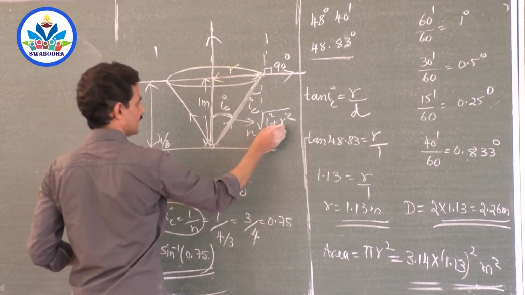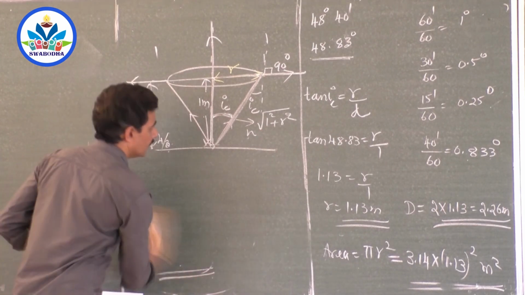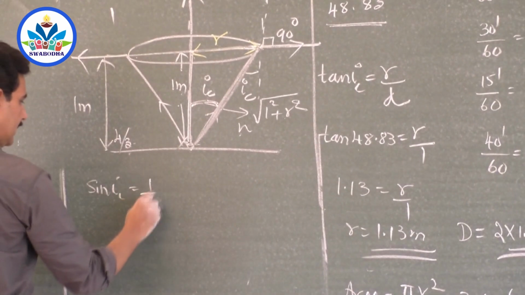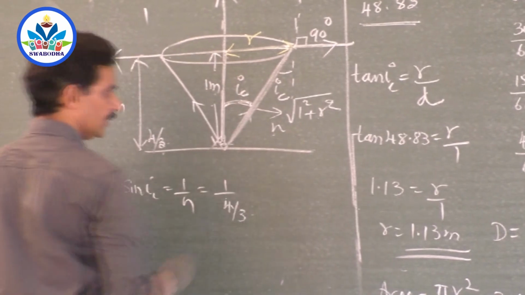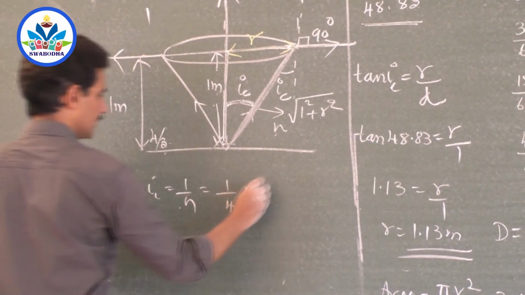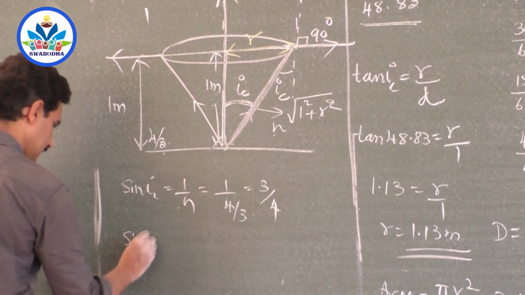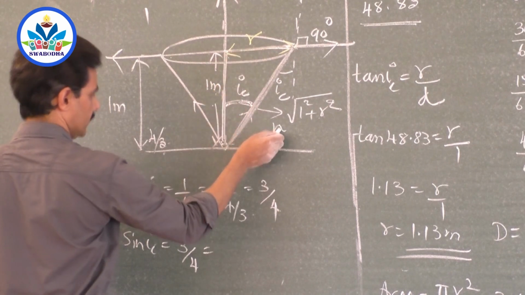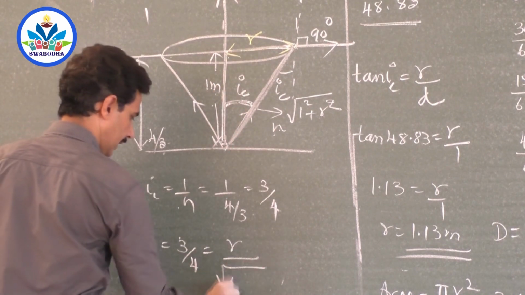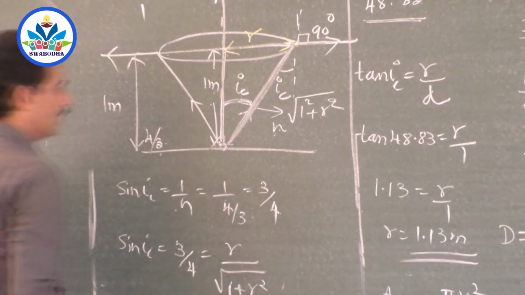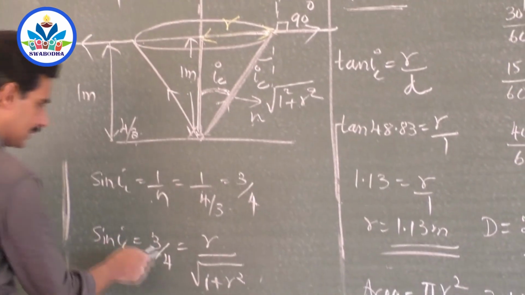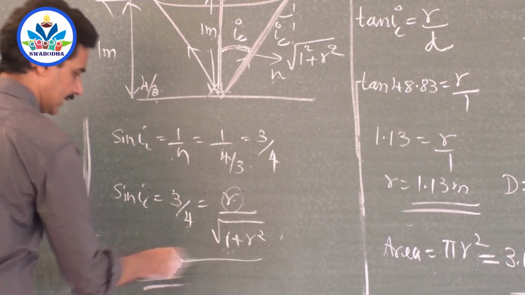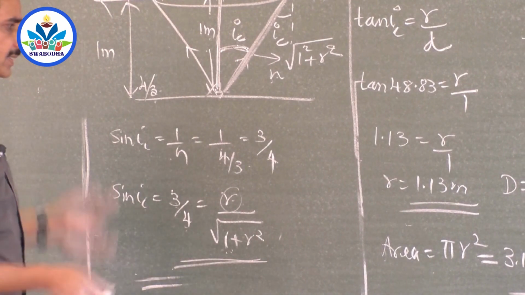Root of 1 square plus r square is this hypotenuse. Now, you know what is sin IC? 1 by n, 1 by 4 by 3, right? 4 by 3 is the refractive index. That is equal to 3 by 4. And sin IC is equal to 3 by 4, which is also equal to opposite side divided by hypotenuse. So you need not use the log table at all. You will directly get r from here. Just cross multiply and square it, you will get the answer. Whichever is easier, you do that.